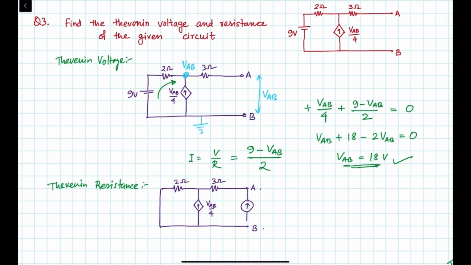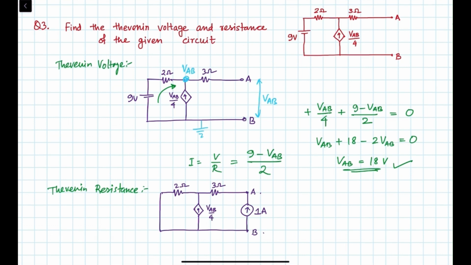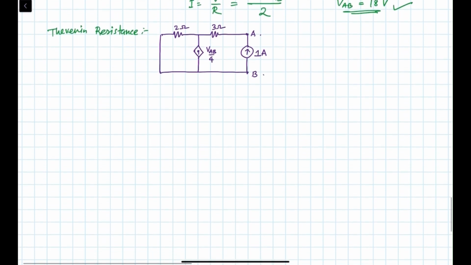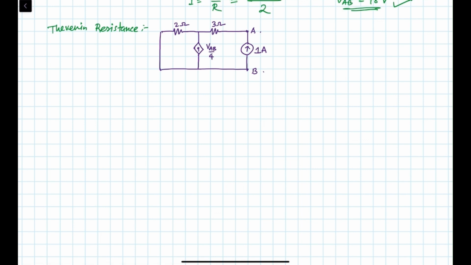We are connecting a 1 ampere current source. So if we know the current source, we have to find the voltage across this part. Then we'll get the resistance. So now let's use some KCL or KVL to find that voltage. You have to find the voltage across here, okay?